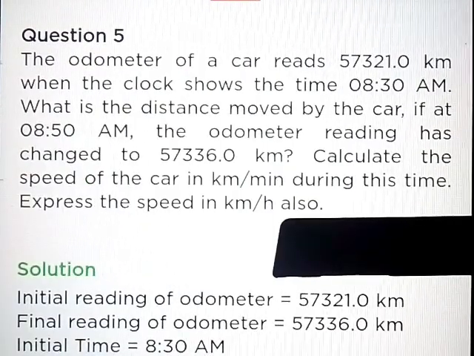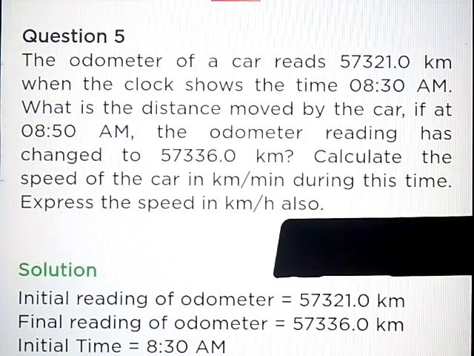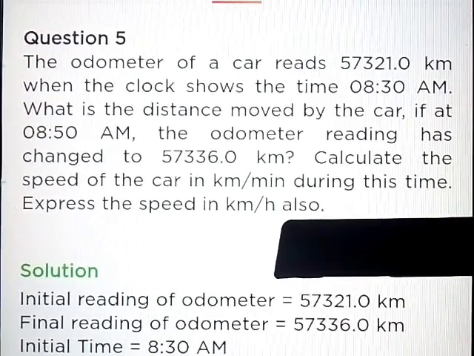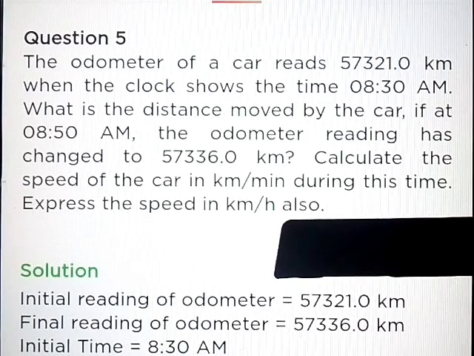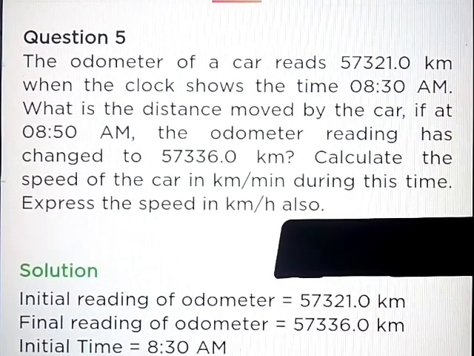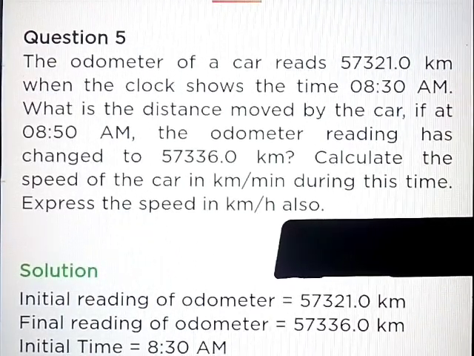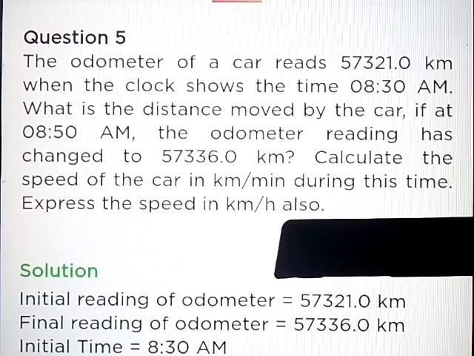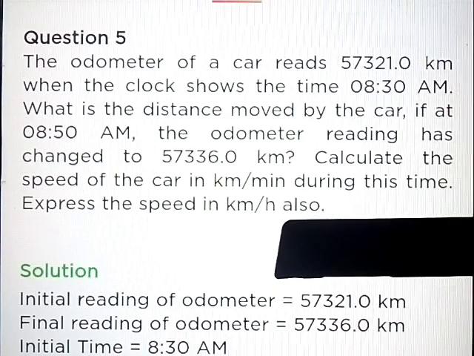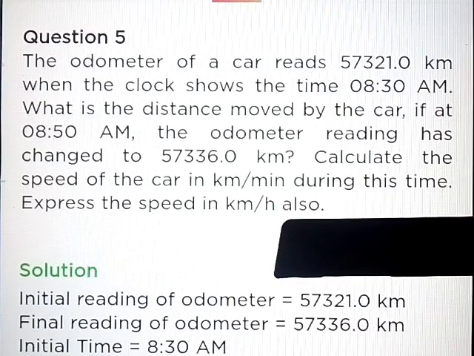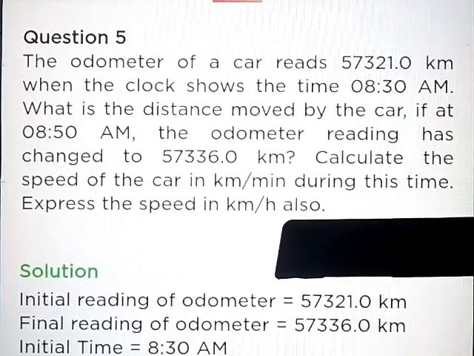Question number 5. The odometer of a car reads 57,321 km when the clock shows the time 8:30 am. What is the distance moved by the car if at 8:50 am the odometer reading has changed to 57,336 km? Calculate the speed of the car in km per minute during this time. Express the speed in km per hour also.